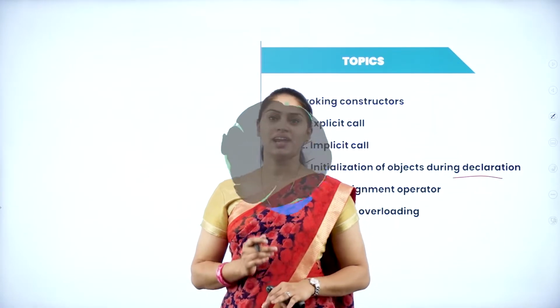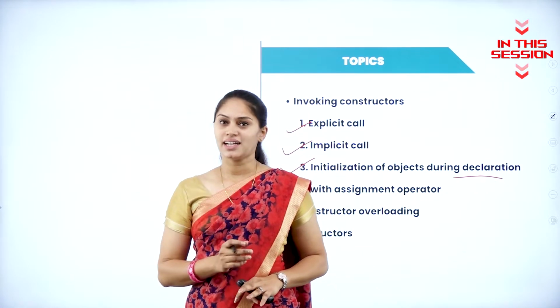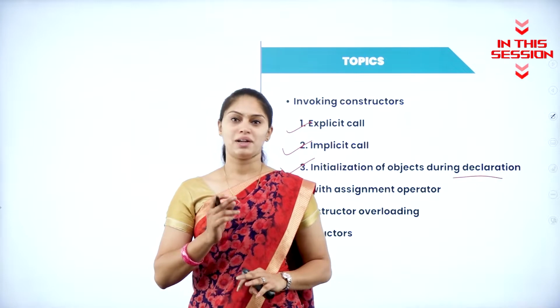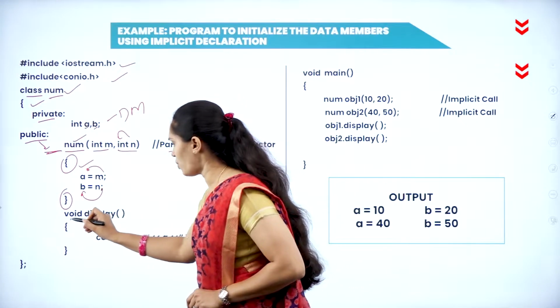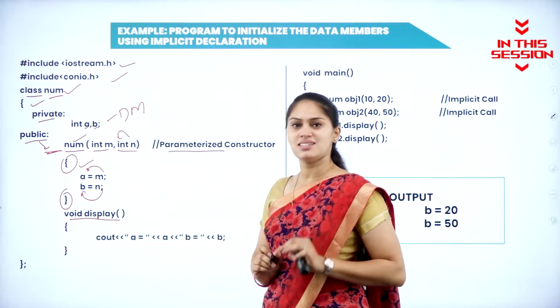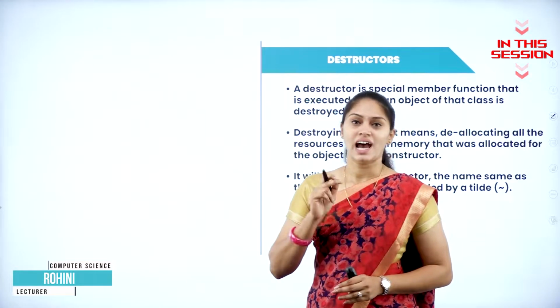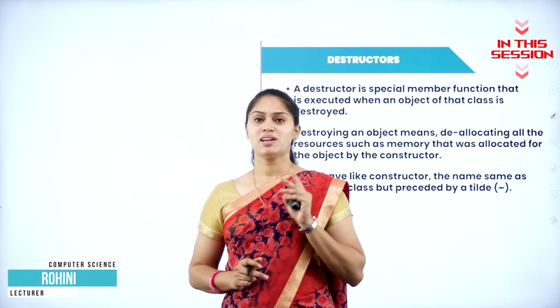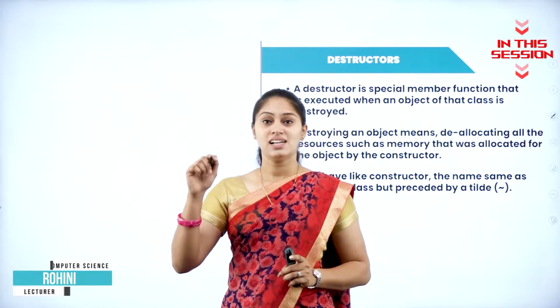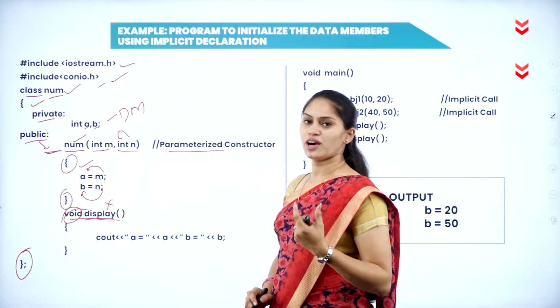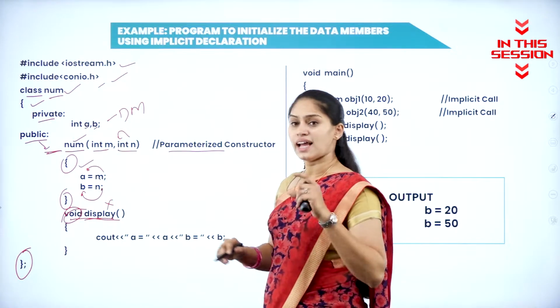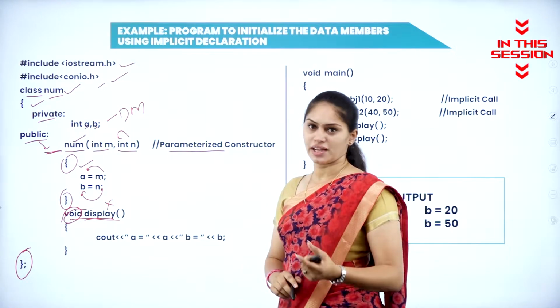When I'm going to create an object for a class, at that time constructor will be called automatically. After that, I have one function. Can I call this display function as a constructor? When I'm using this destructor, the name of a destructor must be preceded by tilde symbol. Whatever the value that you are going to give for m and n, that will be copied to a and b respectively.